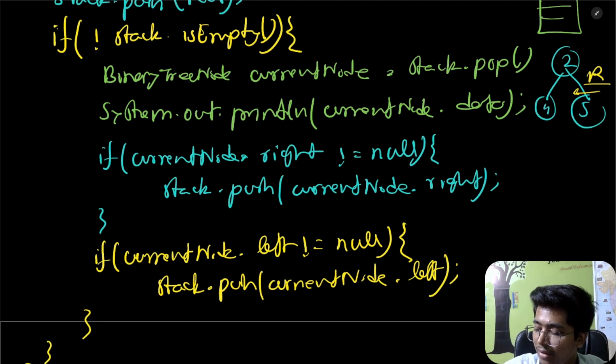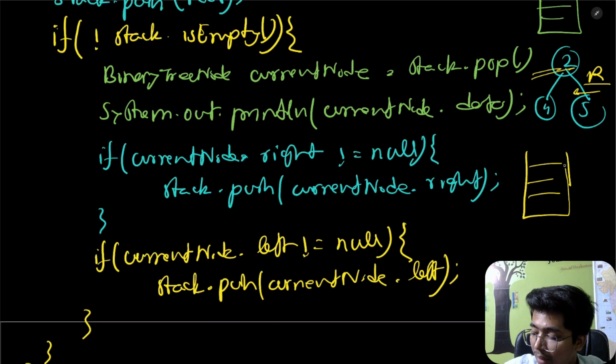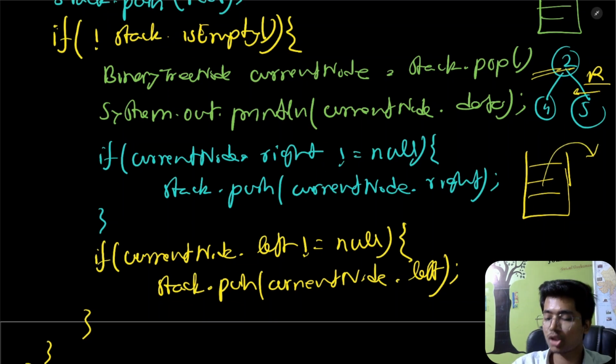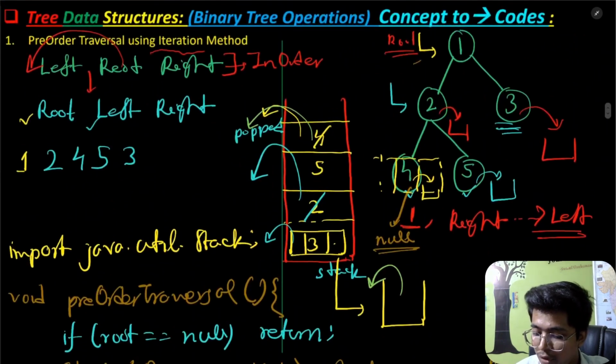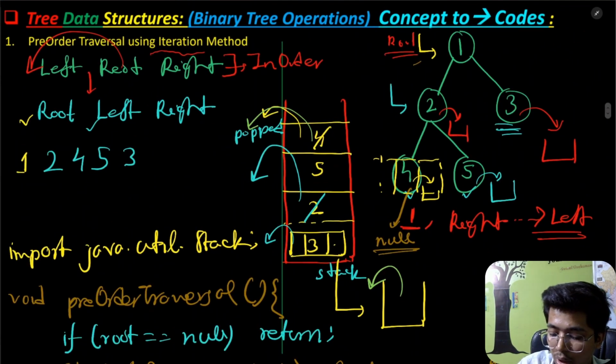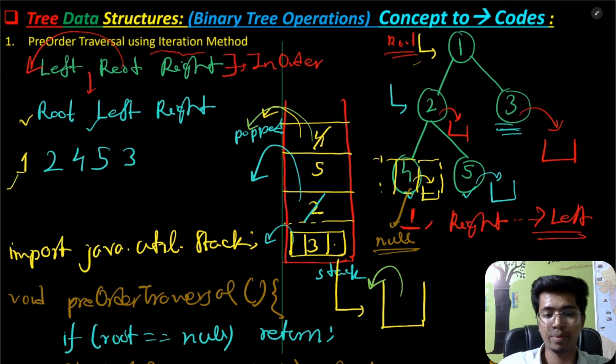If that is not null, and if it encounters null, it stops. So this is it: first it inserts from the root one by one, 2, 4, 5. Then it pops the element and processes it, that means it prints the element. This way we get the elements, and if we run this pattern, we will get this order. So let's write all the program lines in VS Code and see if it actually works or not.